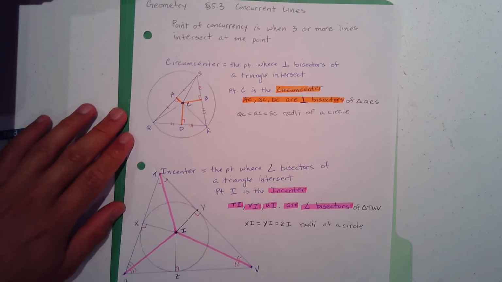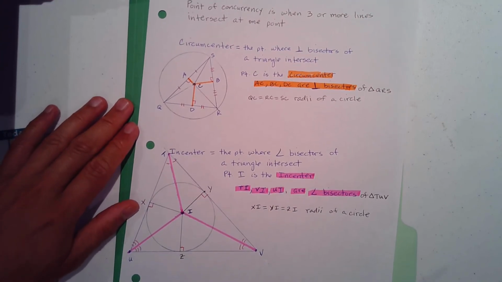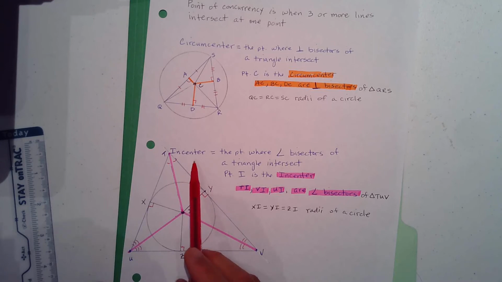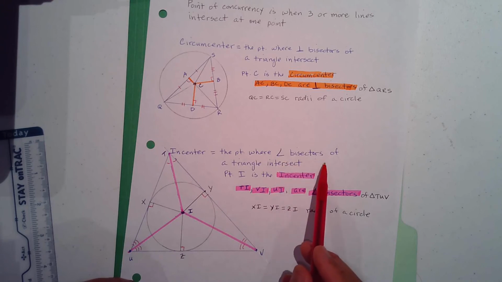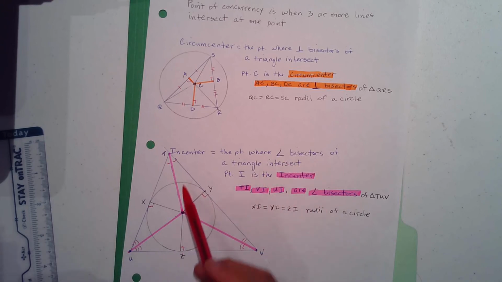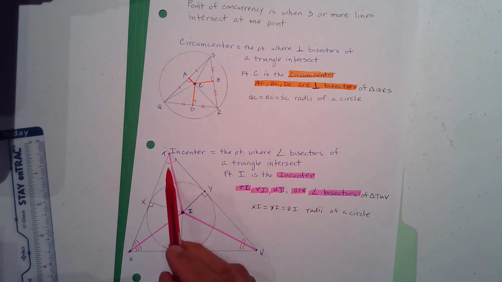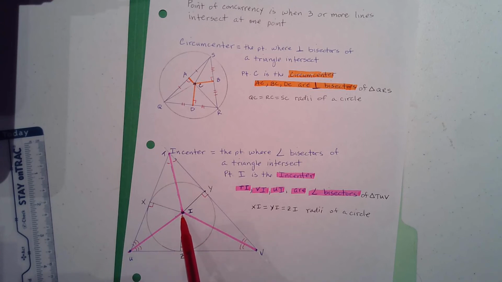Next topic, we're going to go over what an incenter is. So an incenter is the point where angle bisectors of a triangle intersect. So TI, VI, and UI, these are all angle bisectors because each cuts the angle in half. And these angle bisectors meet at an incenter. So point I is the incenter. TI, VI, UI are angle bisectors of triangle TUV.